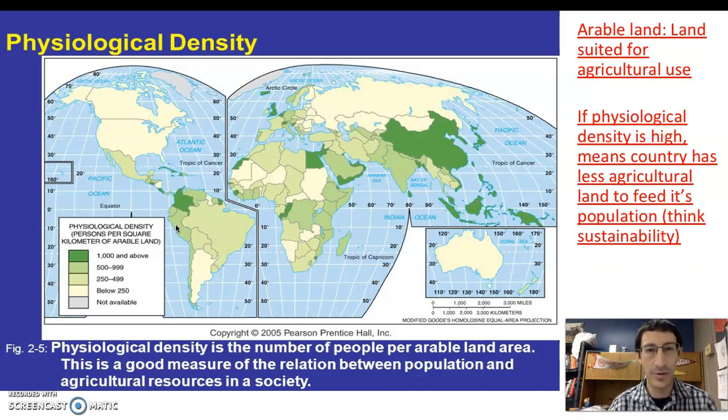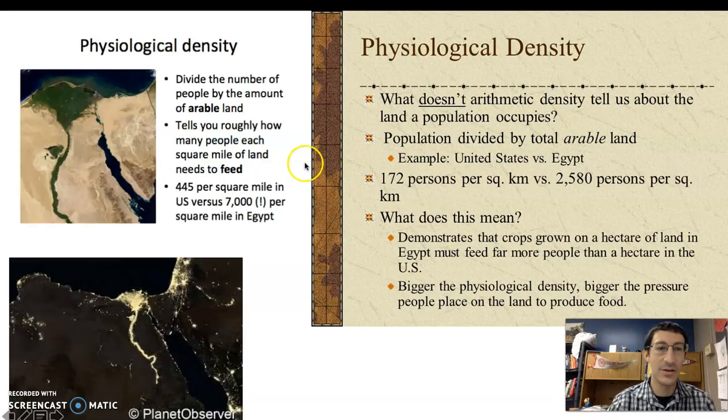Thinking about animal herding, ranching, things of that nature. Okay, so if physiological density is high, that means the country has less agricultural land to feed its population. So we connect that back to the idea of sustainability. So a place like Egypt, as we'll see here, has a very high physiological density. While the country itself is actually pretty sparse in terms of its population to the overall land area, most of the population is here along the Nile River Valley.